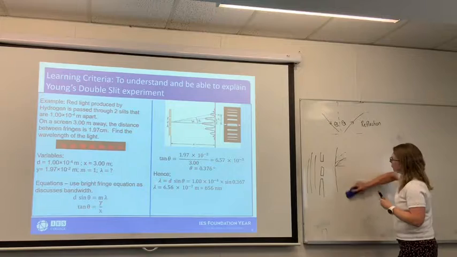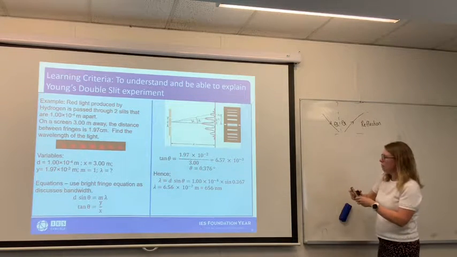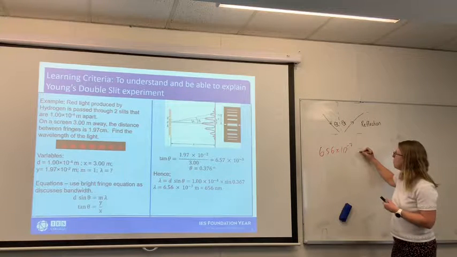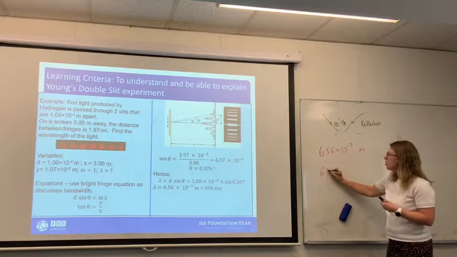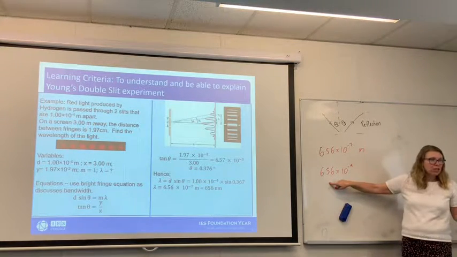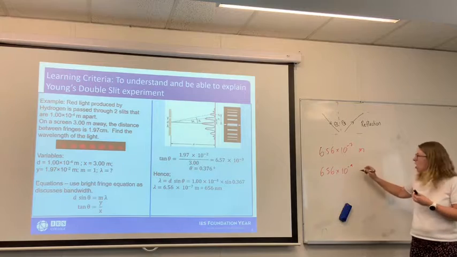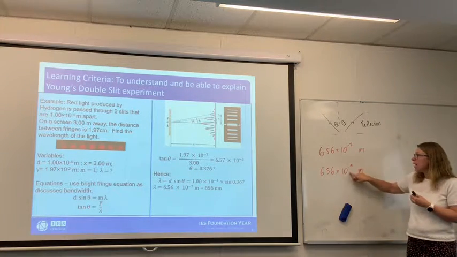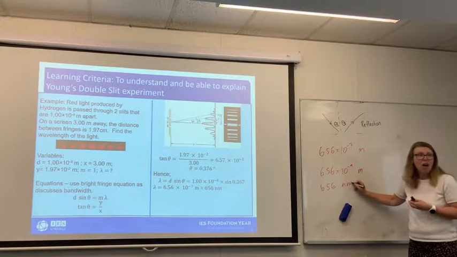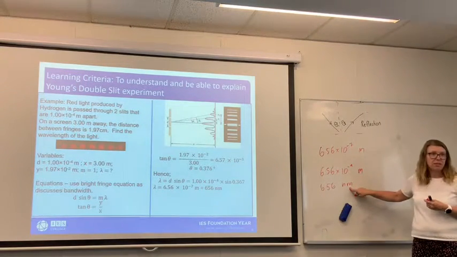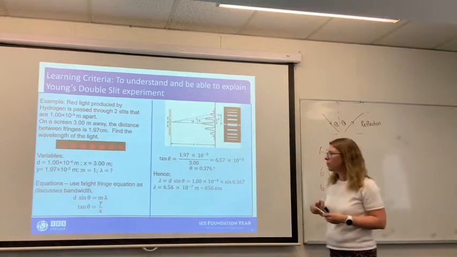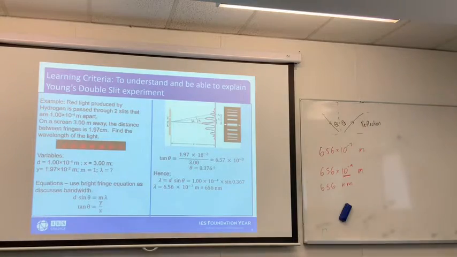So both of these, 6.56 times 10 to the negative 7 meters, is the same as 656 times 10 to the negative 9, which we normally wouldn't use scientific notation like this. The only reason that we look at it like this is because we so often give wavelengths of light in nanometers. And the nano is the times 10 to the negative 9. So you just give it in that.